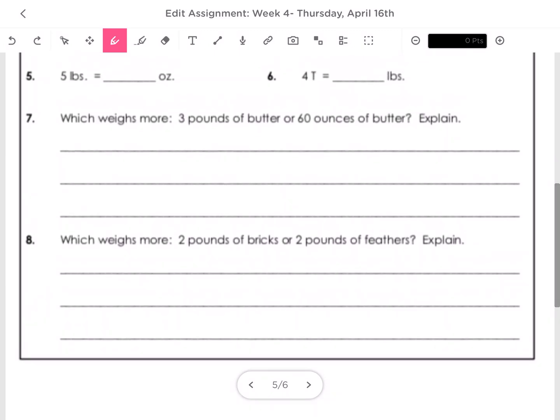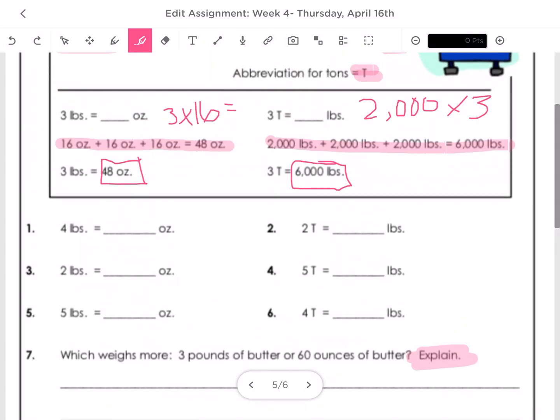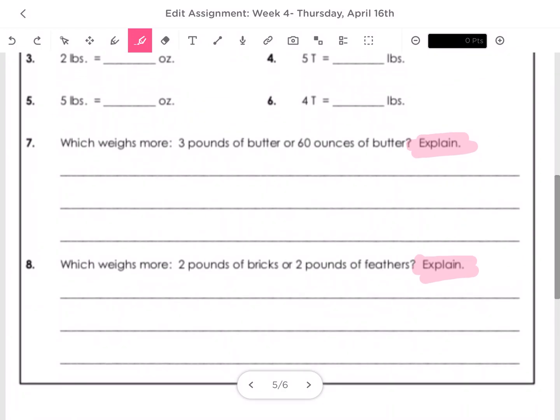Then down here, it's going to ask you what weighs more, and you have to provide your evidence. Please make sure that you are explaining why you know this. An easy way to explain your thinking is by showing your work. Up here, if you look at mine, I showed you my work. I know that 3 pounds equals 48 ounces because I did the multiplication or I did all of the adding. So your best bet would be to convert and then look at it from that way to find out which one would be heavier.